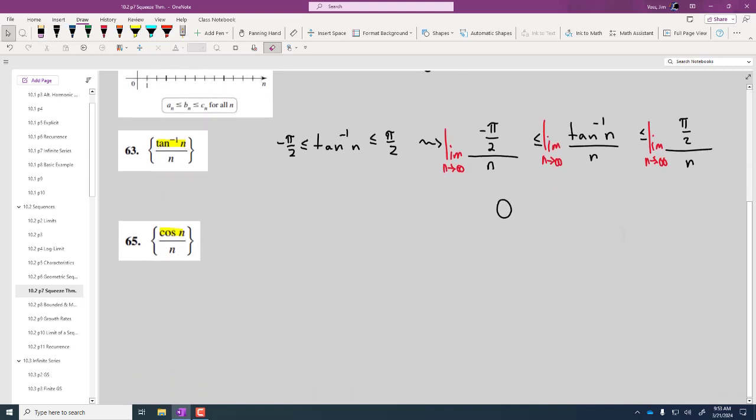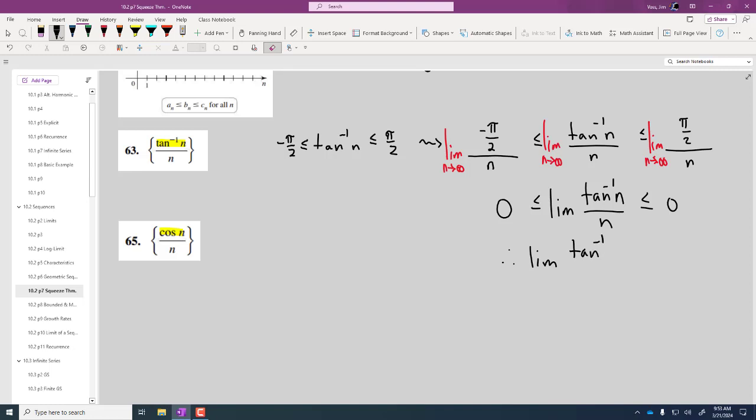So we get 0 on the left. We have the limit in the middle of arctan of n over n, and we have a 0 on the right. So therefore, the limit of arctan n over n has to be 0. So the squeeze theorem is what allows us to put math behind the intuition that if the numerator is just flopping around in some interval, and the denominator is growing without bound, that limit's got to be 0. So it just puts a little math behind it.